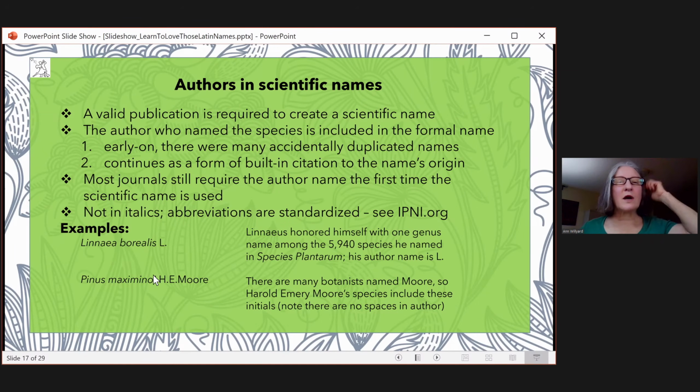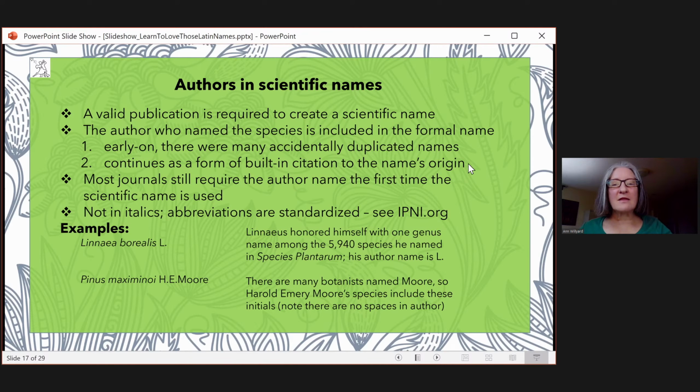So authors. So a valid publication, we're creating a new species known to science, we would become the author. And the reason for this, there are twofold. So first of all, there were many accidentally duplicated names. So you can imagine back when the only way to communicate was hand typeset printing presses and boats across the ocean, when all the colonists were naming species all over the world, people accidentally created a lot of duplicated names because they didn't know what their colleagues had done elsewhere.